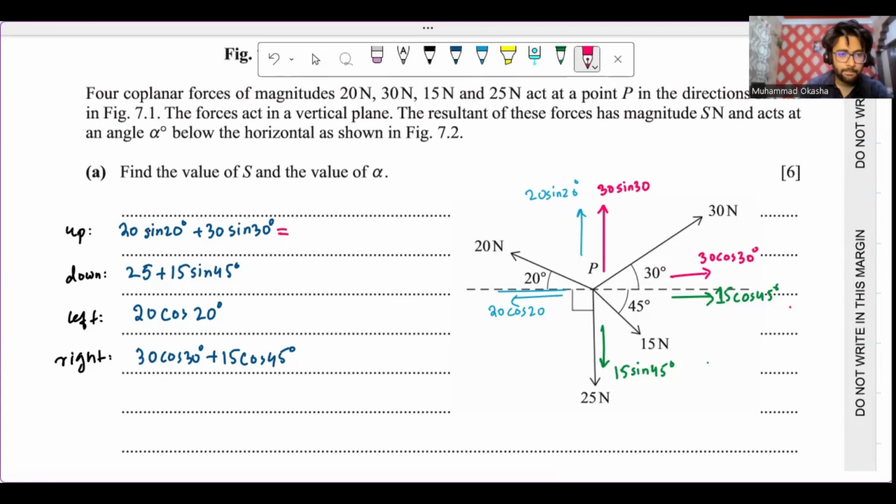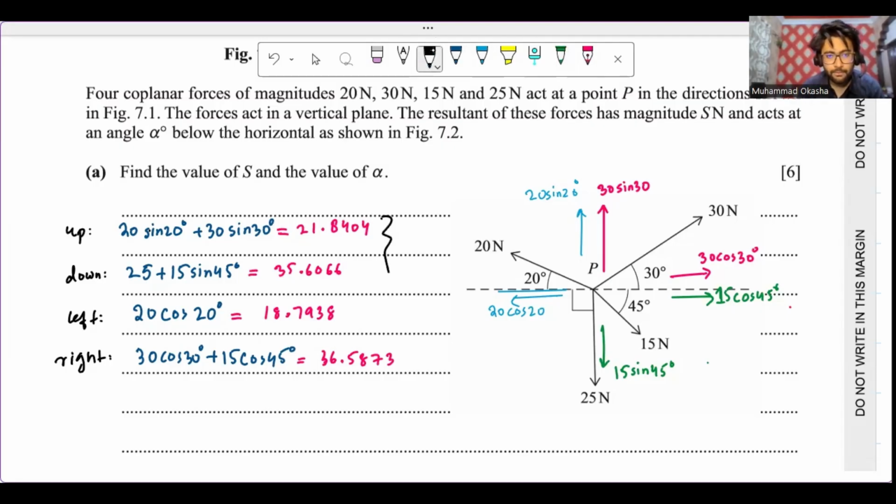So 20 sine 20 plus 30 sine 30, if I were to do that, I'm going to get 21.8404 newtons. For downward forces, if I were to add all of them, I'm going to get 35.6066. Forces on the left would be 18.7938, and the forces on the right is going to be 36.5873.